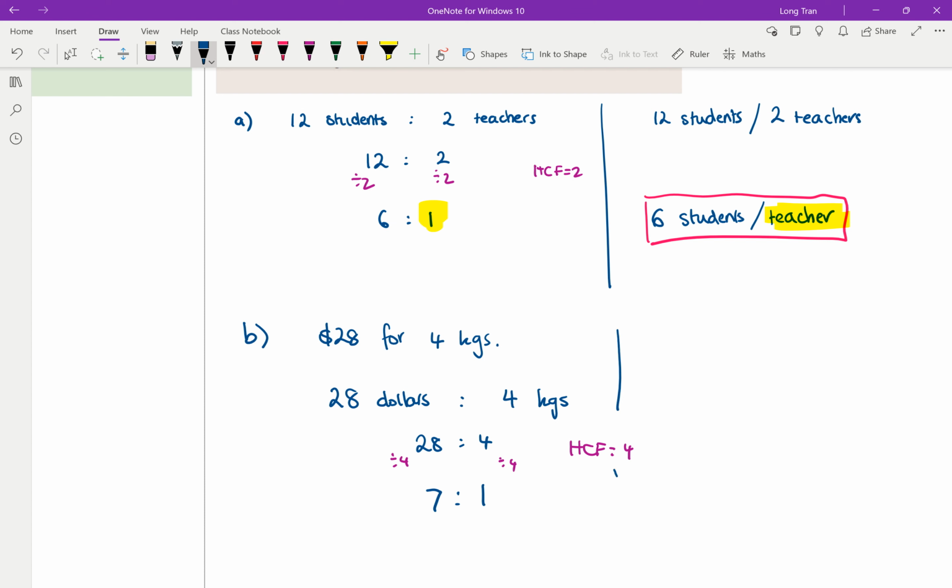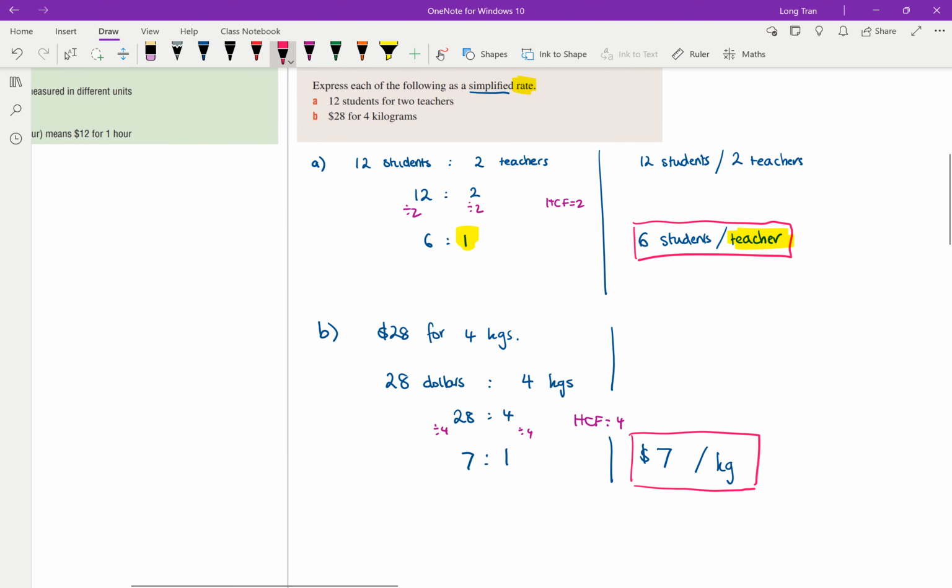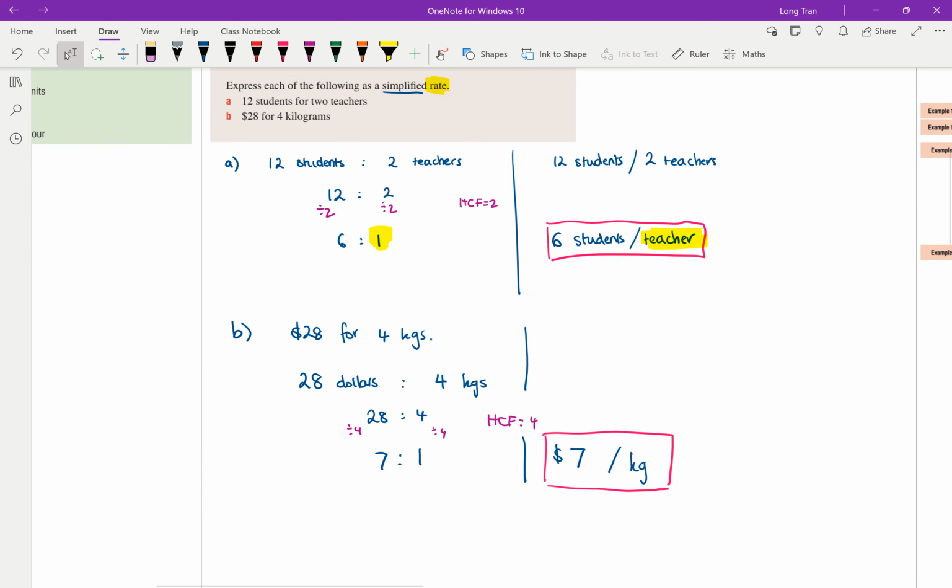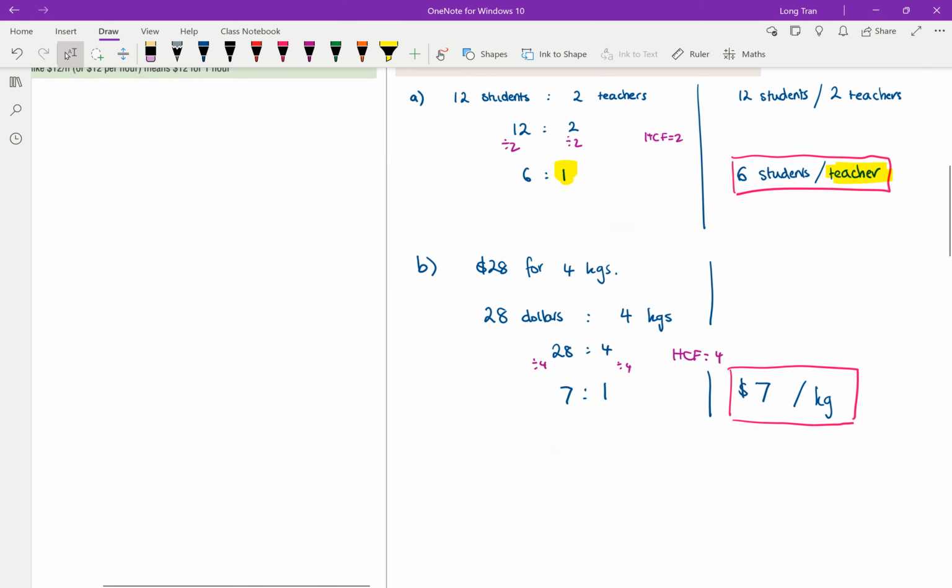So if we were to write the rate now, the rate would be $7 per kilo. And that's what you see when you go buy food in Coles or something like that. They would say, it's $7 a kilo. How many of these fruits do you want? If you go to Victoria Market, they're shouting this out. They're like, $7, $7, $7 per kilo, something like that.